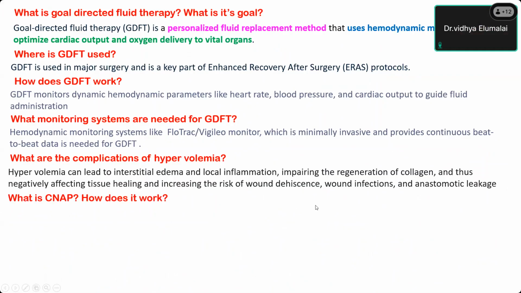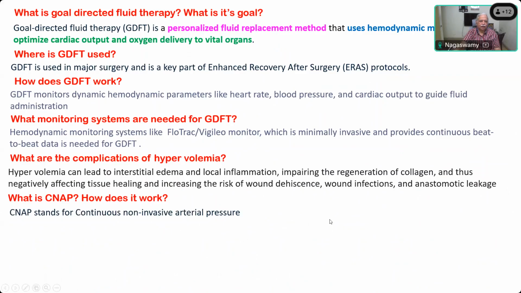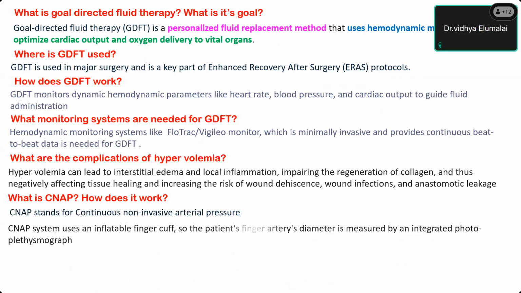Continuous non-invasive arterial pressure monitoring. Very good, excellent. Non-invasive arterial. How does it work? It has a finger cuff which measures the blood flow to the tissue. Excellent. So continuously, it is an inflatable finger cuff.